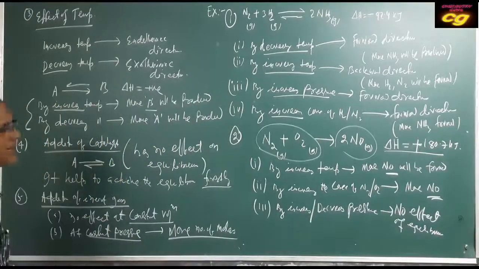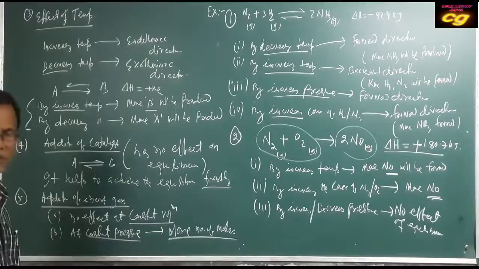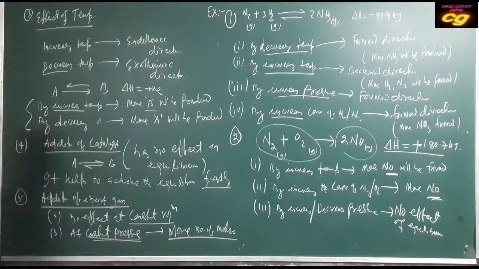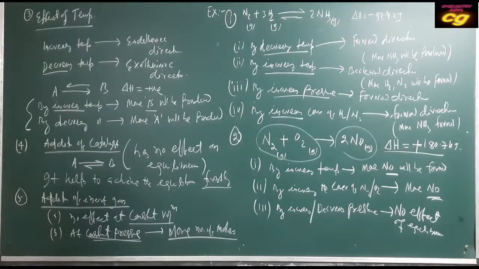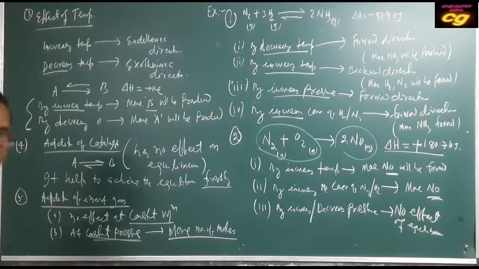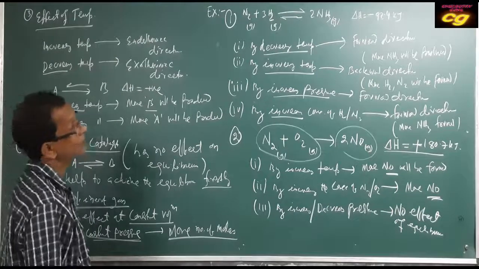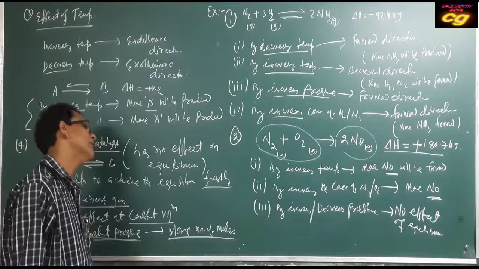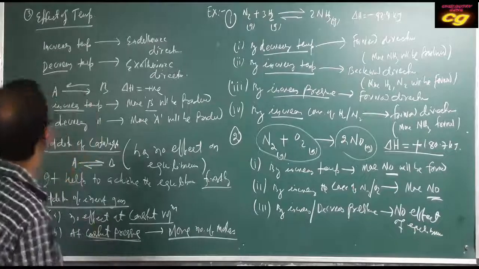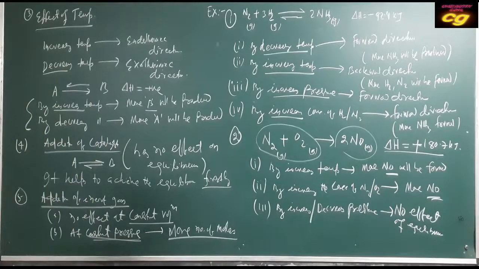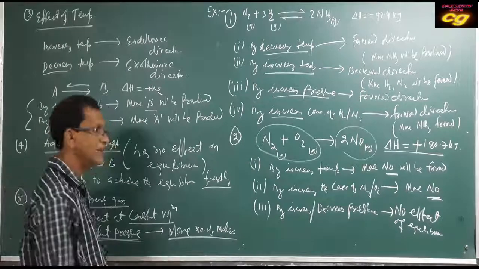Then inert gas and catalyst, we have already discussed. A catalyst has no effect on the equilibrium. Only an inert gas at constant pressure will have an effect, but at constant volume it has no effect. So we have to see the conditions, the nature of the reaction, whether exothermic or endothermic, and which side has more moles and which side has fewer moles. Then we apply the parameters so that we can increase the concentration of product or of reactant. These are some applications of Le-Chatelier principle.